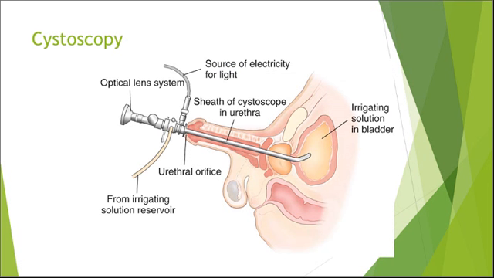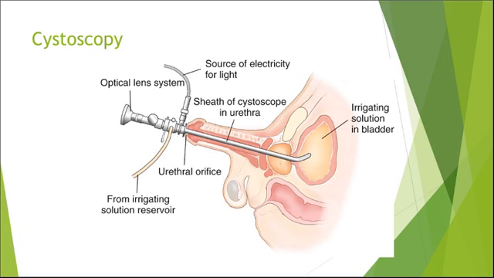Cystoscopy. Cystoscopy usually involves a urethroscope. The instrument used is a cystoscope. This diagram shows that cystoscope in place in the male bladder. In cystoscopy, the cystoscope is passed through the urethra, thus the urethroscopy that we talked about, and into the bladder. The mucous membrane is examined by light, mirrors, and special lenses.